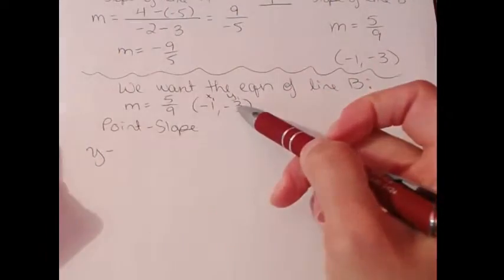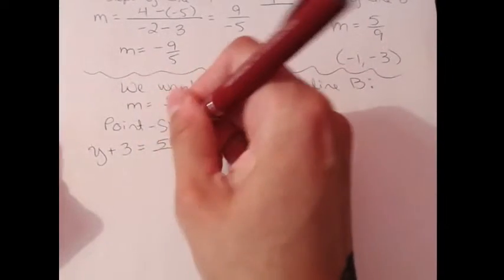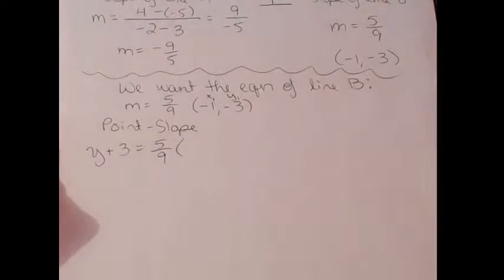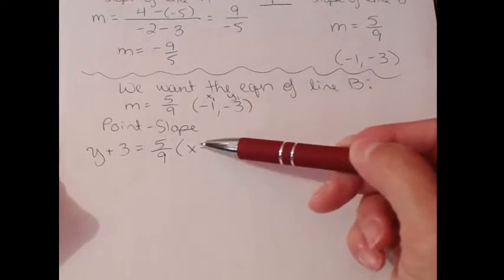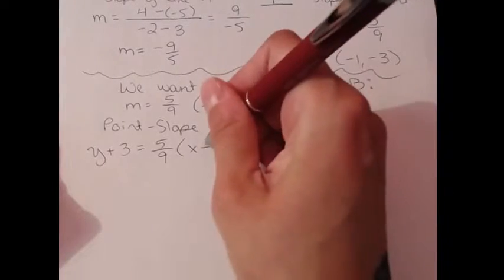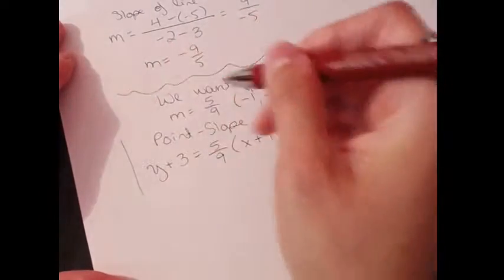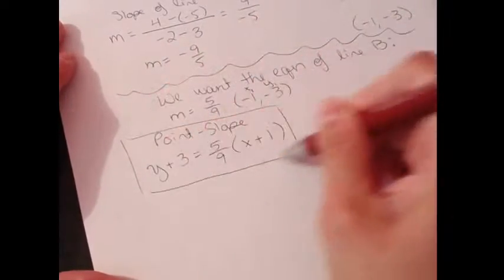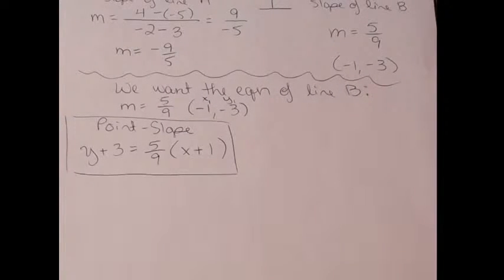y minus y1, so y minus a -3 is the same as y plus 3, is equal to m, which is 5/9, times x minus x1, but x1 is a -1. So x minus a -1 is the same as x plus 1. And that is point-slope form for line B. So this is good. I'm actually going to put a box around this to indicate that we found point-slope form for the equation of line B.